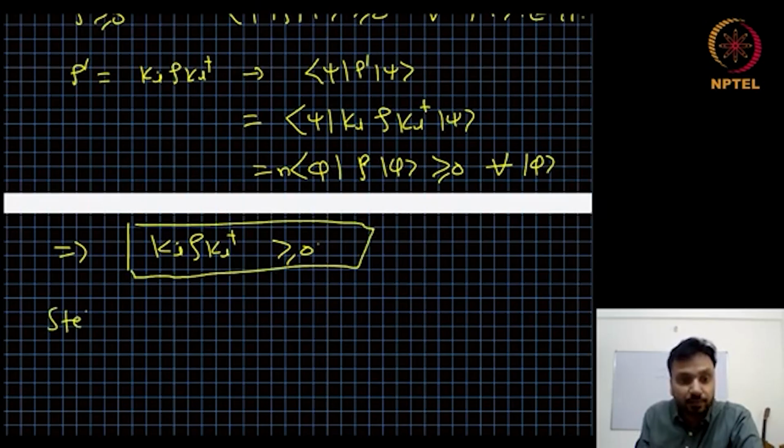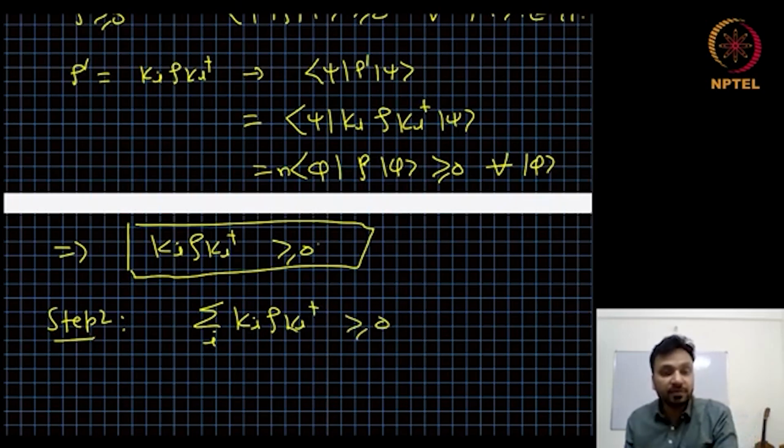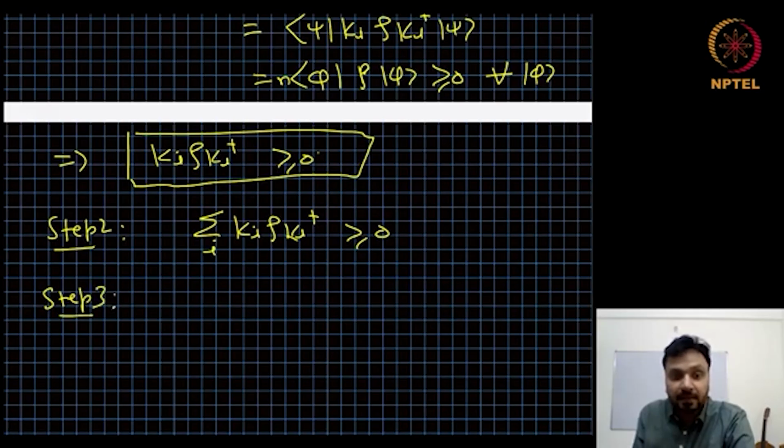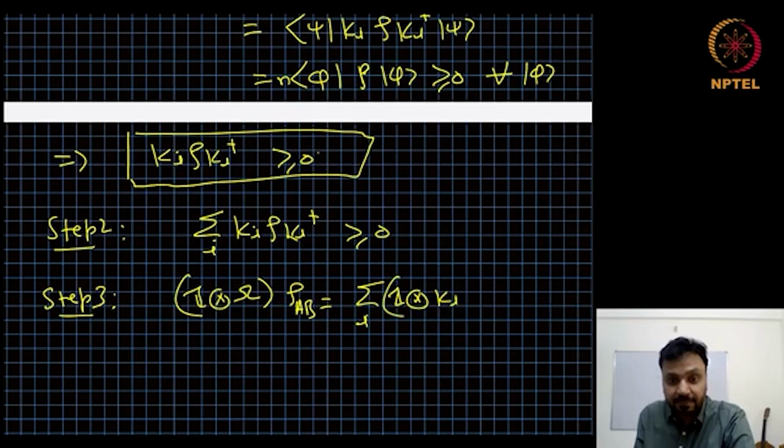Now step 2. Sum over i K_i rho K_i dagger is positive. Of course, a sum of positive operators is also a positive operator, so there's nothing to prove here. Step 3. Identity tensor omega acting on rho, or rho AB, let us say, on a bipartite system, is sum over i identity tensor K_i rho AB identity tensor K_i dagger. There is nothing to prove here also.